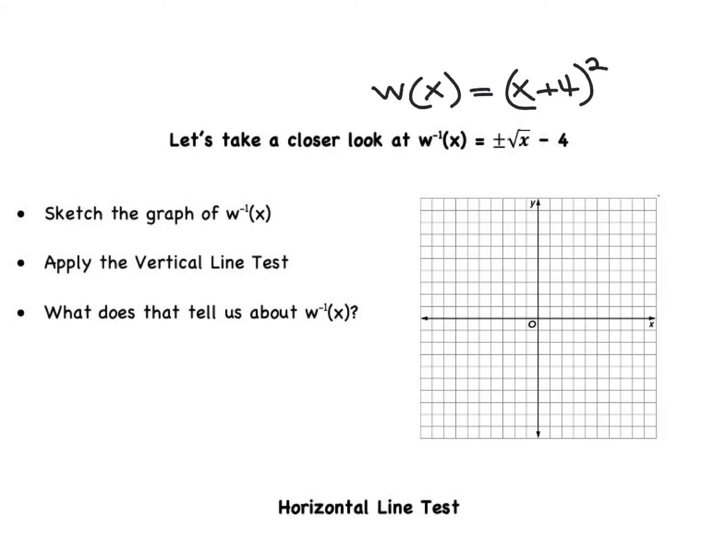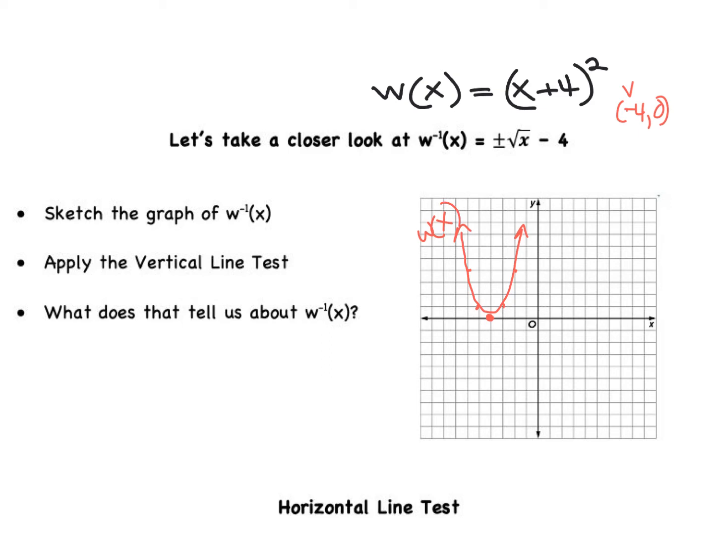Okay, so I'm going to sketch the graph of w inverse of x, but to help you with that, let's first consider w of x. This is going to be a parabola, and if I think about where the vertex is in vertex form, it would be at -4, 0. And so I'm just going to sketch. This is w of x.